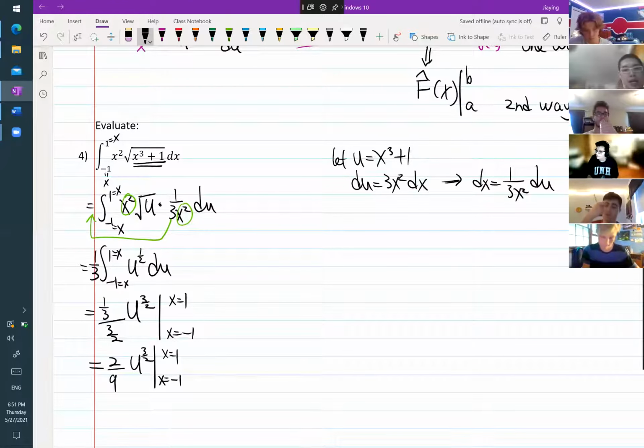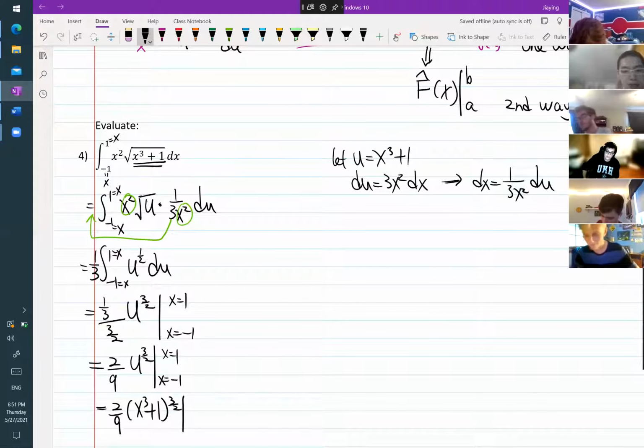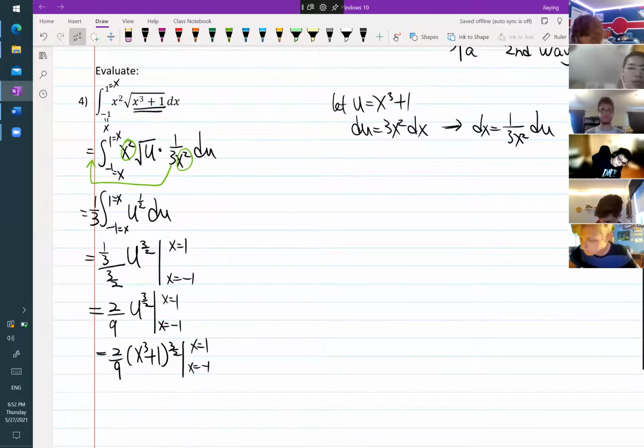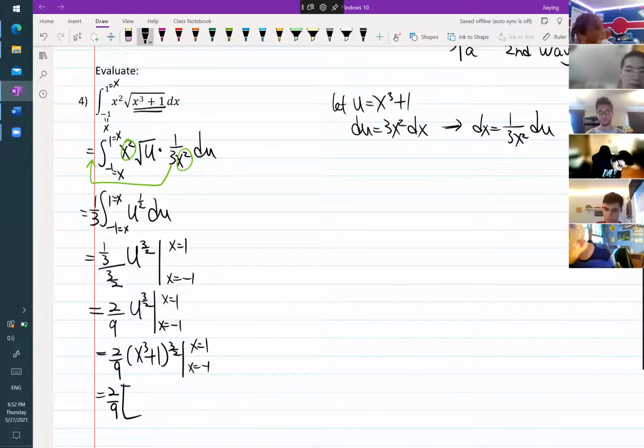But I cannot plug in the x values here. I have to get a function of x, so now I have to substitute for u. So we get 2/9 times, what is u? u is x cubed plus 1, to the 3/2. Now I can evaluate this from x equals -1 to 1. So I'm going to plug in 1 and -1. 2/9 is a factor, so I'm going to put it outside. Plug in 1, so I get 1 cubed plus 1 to the 3/2, minus, plugging in -1, I get -1 cubed plus 1 to the 3/2, which is 0.